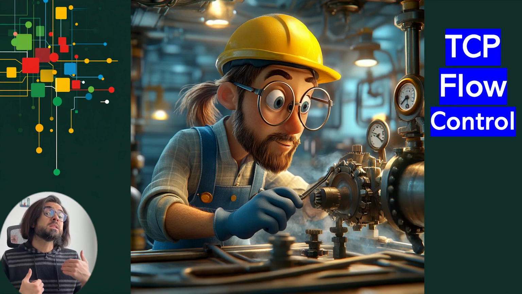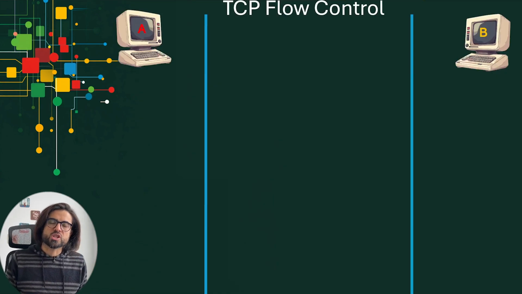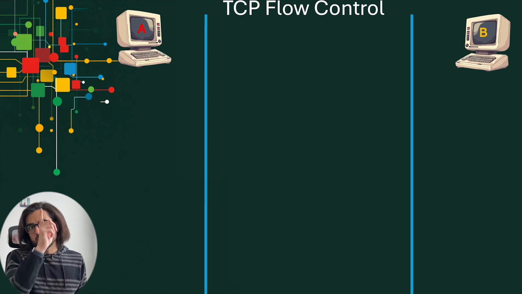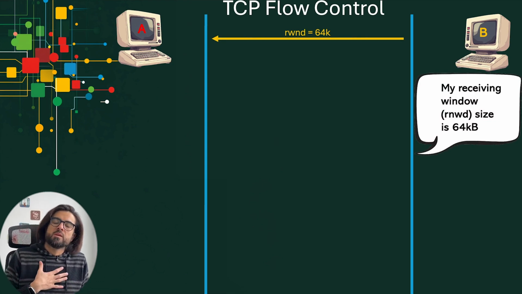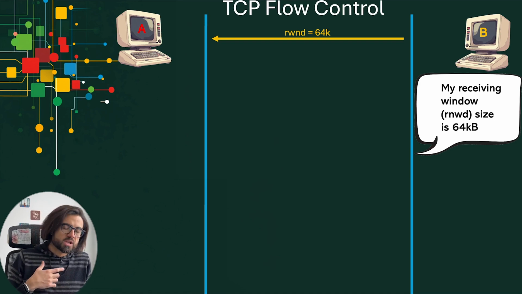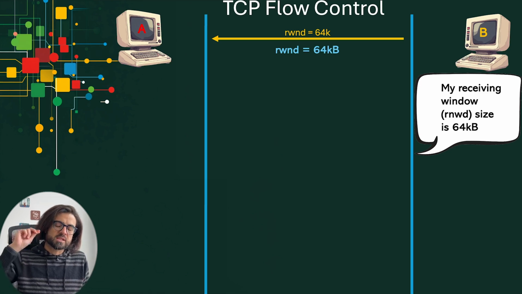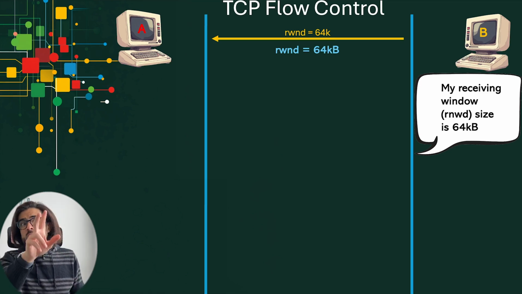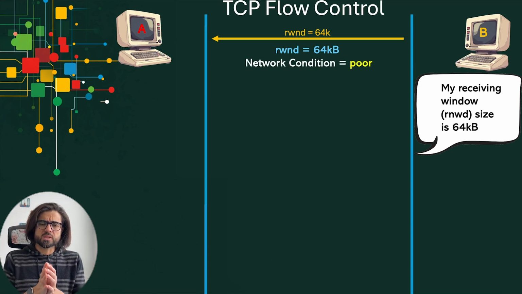So sometimes we need to deal with the flow control. We don't, TCP does it for us. How does TCP do what it does? What is the TCP flow control situation? So let's go back. We have computer A, computer B. Computer B says, okay, my receiving window size is 64 kilobytes, don't send me more. And computer A says, okay, my assumptions, let's set them. The receiving window size is 64 kilobytes, which is okay, I like that. But let's see what the network condition is.